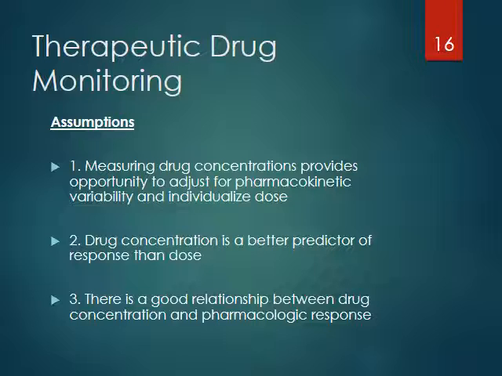And then a third assumption should be that there's a good relationship between the drug concentration and the pharmacologic response. So I know that by increasing my dose of a drug, I should see an increase in the pharmacologic response. If I don't see that, if there's no good correlation between the actual drug concentration and the kind of efficacy that I'm getting, then this wouldn't be a good candidate for therapeutic drug monitoring.